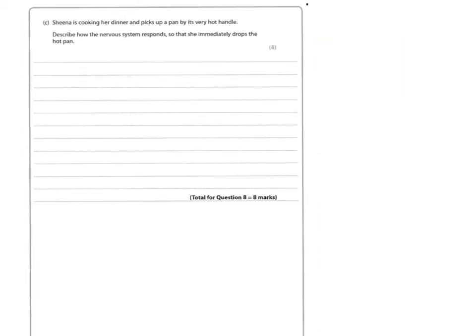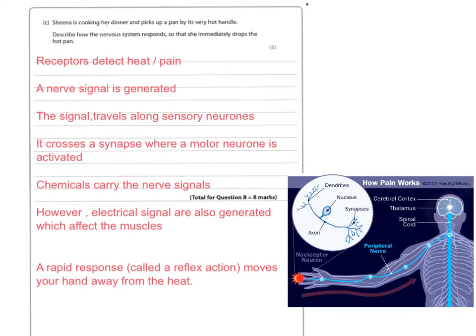This question is about the nervous system and how we detect and respond to pain. Receptors notice a change in temperature, and a signal is generated which passes along the neuron across several synapses to the spinal cord. A relay signal is sent back down, which affects the muscles and causes them to contract and pull your hand away.